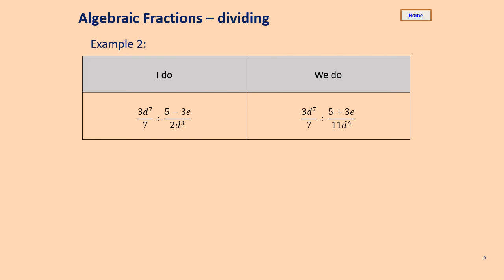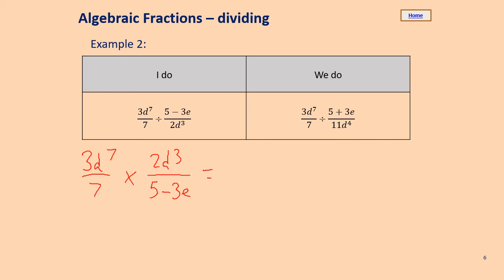Okay, so for the last example, you'll notice on the numerator in this case we've got two things, okay? 5 take away 3e, and we've got to be careful to multiply both of those things. So let's have a look. Keep, flip, change is our first step. 3d to the power 7 over 7 times by 2d cubed over 5 take away 3e.